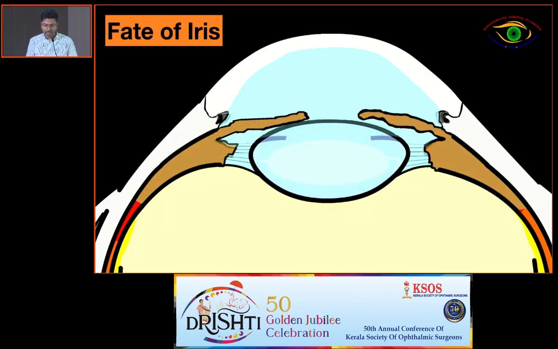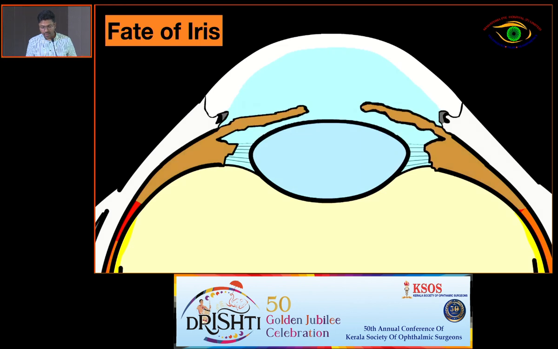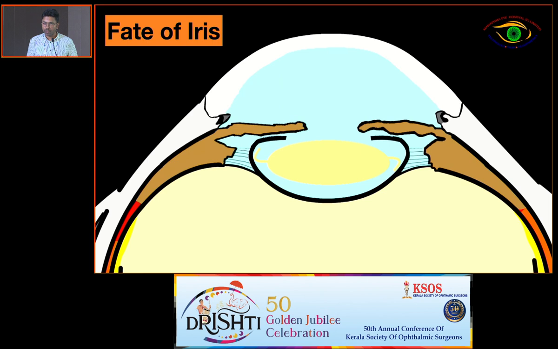What happens to the iris when you remove the lens is nicely demonstrated in this animation, and the iris is pulling back. Again, I'm showing it. Whenever the lens is removed, the iris comes back to its original position, and it is giving way for aqueous to drain.